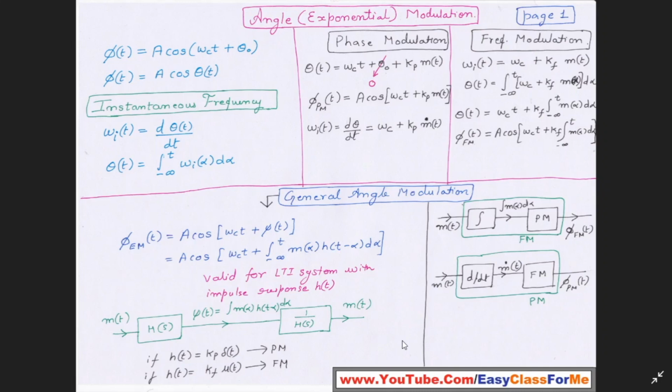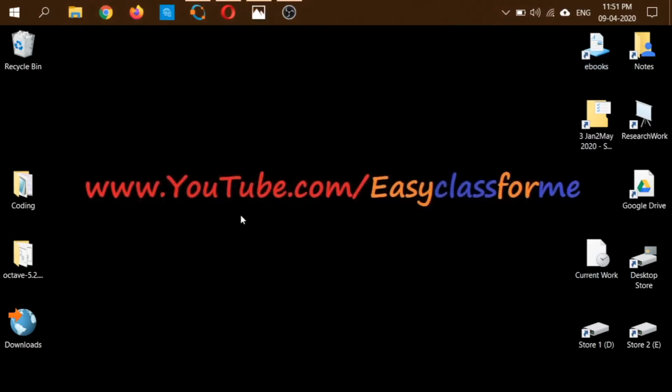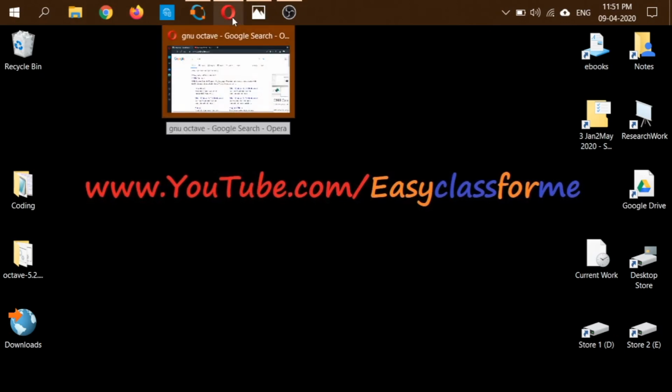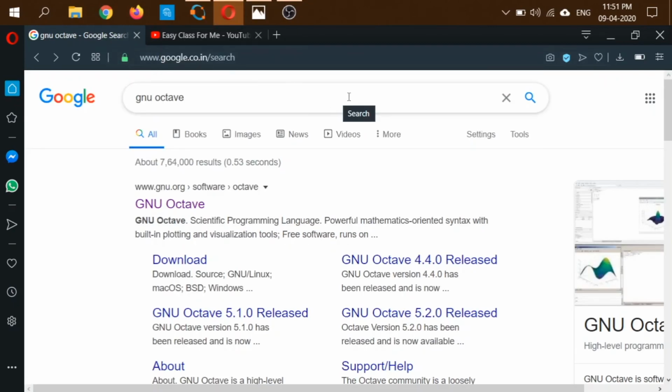But let us now see some programming and how we can plot the waveforms which are either phase modulated or frequency modulated. For that, if you are not aware of MATLAB or Octave, you need to have some basics of MATLAB and Octave, and you need to download either MATLAB software, which is paid software, so you need to purchase the license, or otherwise for our purposes there is another software called GNU Octave.